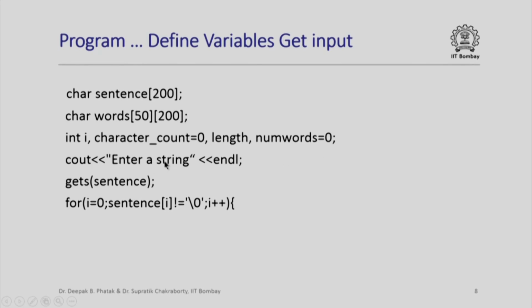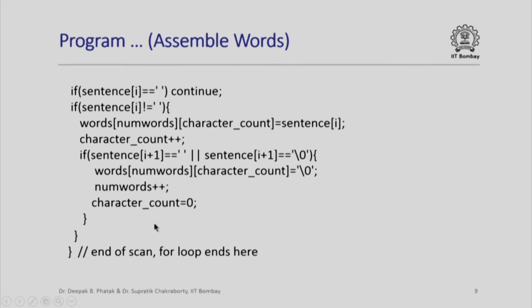I enter a string, this string is read by using a gets statement and I now scan the sentence. So, this is the major outer scan through which I propose to assemble all words. For i equal to 0, sentence[i] not equal to \0. Notice that I need not even bother to find the length of this sentence because I have to scan the complete sentence till the \0 character is encountered. Please note that once I go inside this loop, at any point in time I will be looking at the ith character of the sentence. Let us see what I do with the ith character.